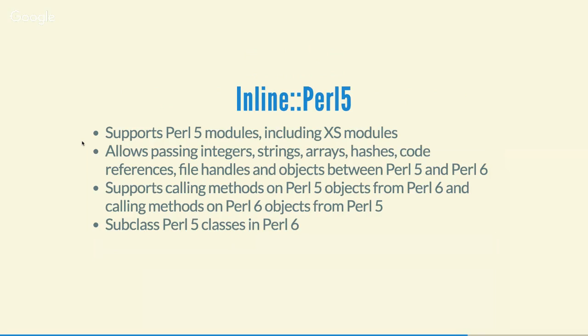In theory, it supports every module you can find in CPAN. In practice, I think a couple of people were complaining that a couple of modules were not working. I don't know if that's still the case. If you find something that doesn't work, report it as a bug. You can also pass a bunch of types between Perl 5 objects, Perl 5 subroutines, or Perl 6 objects. You can also call methods on Perl 5 objects, or vice versa. In the Perl 5 code that you include, you can refer to your Perl 6 objects. And you can even subclass Perl 5 classes in Perl 6.